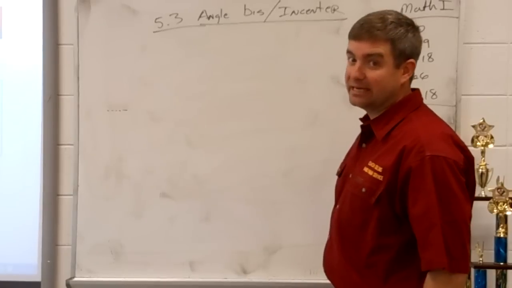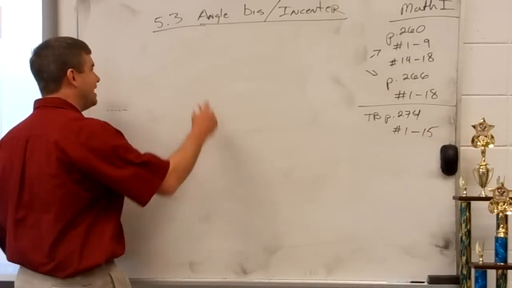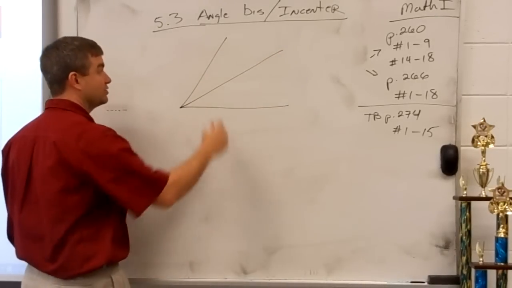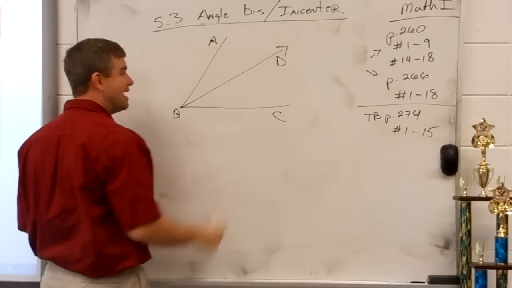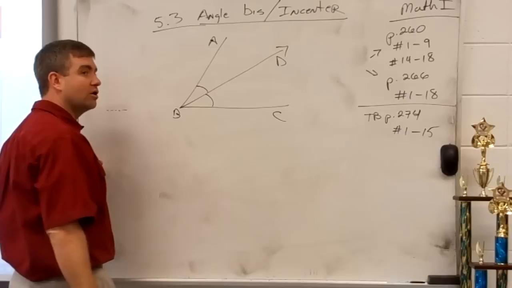5.3, angle bisector and incenter. The first thing is, an angle bisector is a ray that divides an angle in half. So if this is an angle, A, B, C, and this is ray BD, the ray BD bisects it if you see this arc and this arc.